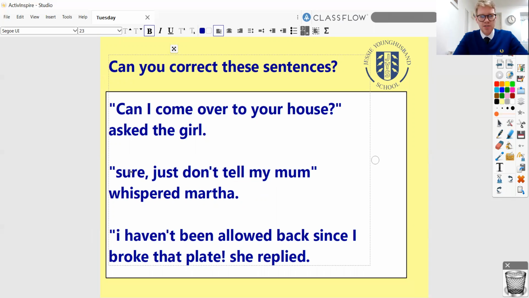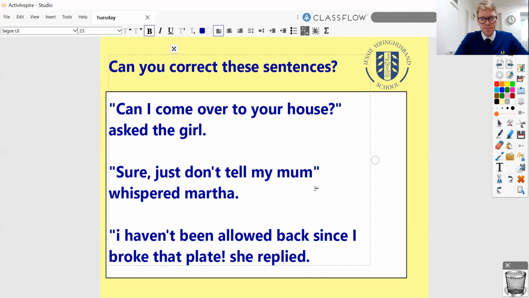Now, there's still a couple of bits we need to change. I wonder if you spotted them. Well, we're definitely going to want a capital letter at the start still. We're going to want a capital letter for Martha's name. That's a proper noun. Now, what's the other thing we need? There's one more thing in this sentence. Can you spot it? It's that we're going to need a comma here to separate our speech from the reporting clause. So one last bit there.